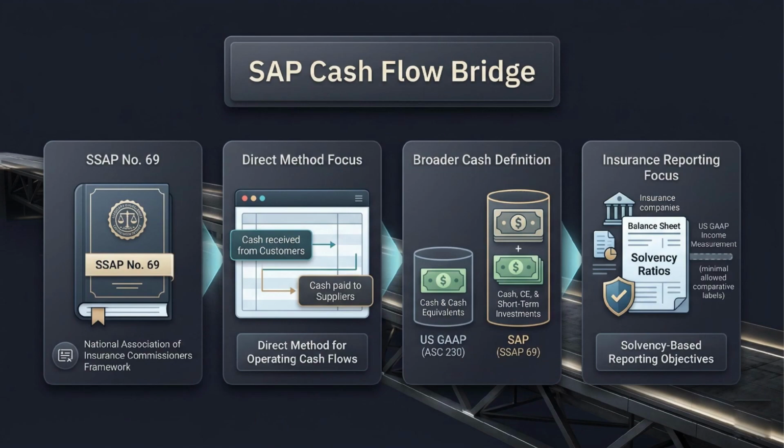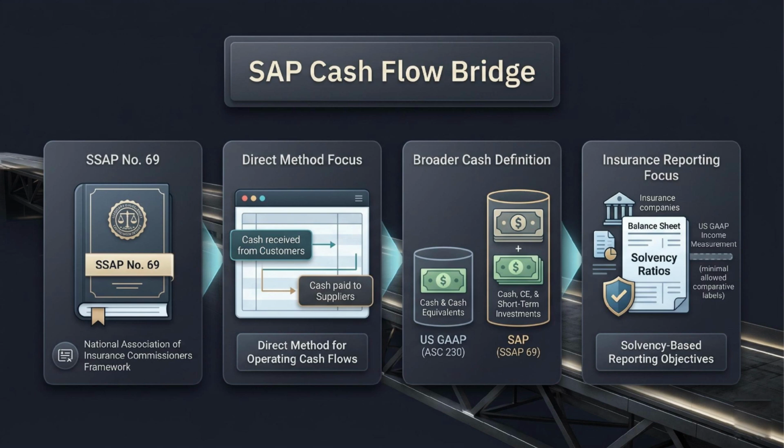Through SSAP number 69, this statutory model is especially relevant for insurance entities reporting under the National Association of Insurance Commissioners framework. The statutory cash flow statement has its own lens because statutory accounting is focused on solvency, policyholder protection, and regulatory reporting, not simply GAAP income measurement.